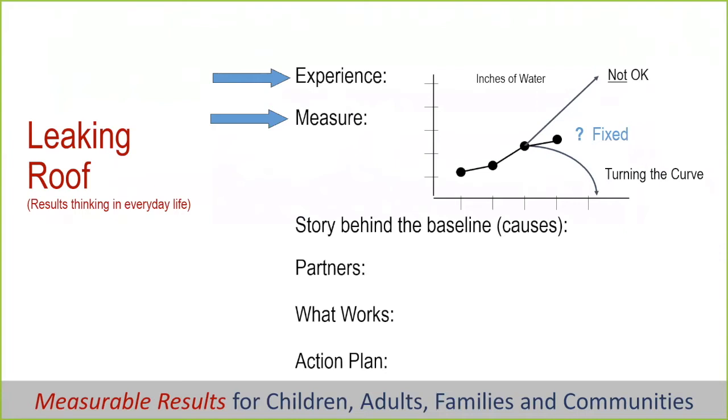And with Uncle Bill's solution, there very well may be water again in the bucket. So we can go back through the story behind the curve, the baseline again. What are all the other reasons? Did we miss anything? Again, talk about partners, what works. And at this point, we may decide to actually call a roofer or a plumber or a contractor to fix the roof. So that's a quick example in real life of how story behind the curve and RBA can help you make decisions in your life.